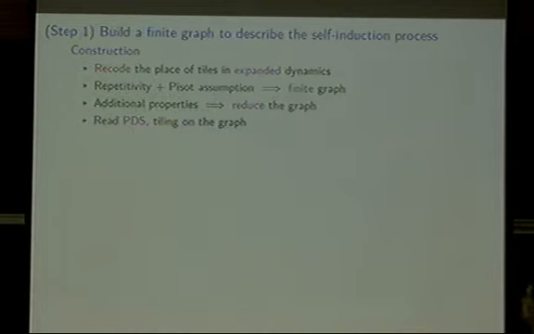Because if you want to investigate all these domains and all these fractals, actually you always do the same thing. You build a graph to describe the self-induction process. This is what we do. So first we have a dynamics, we have a zoom over the dynamics, which is a self-induction process, and we record the places of the new tiles with respect to the previous structure. And this provides a finite graph, saying where we go. In some sense, we just track where we go when we apply the dynamics.